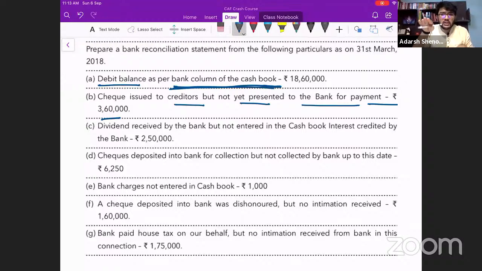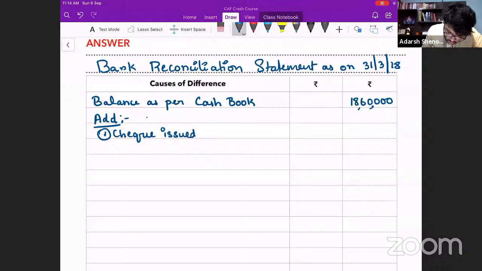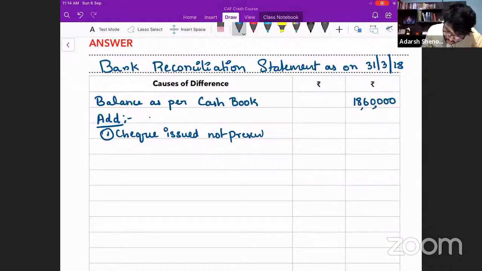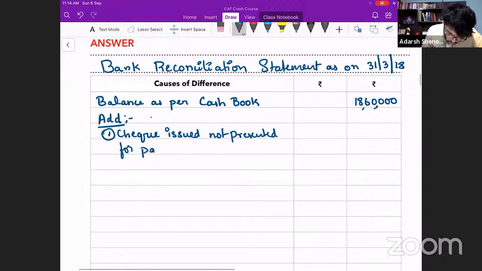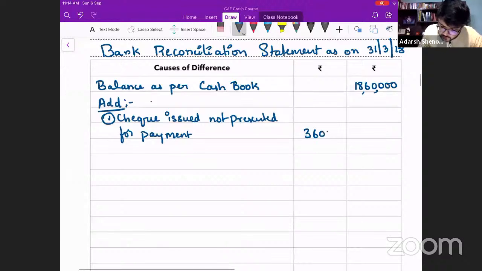Can you tell me what is the starting point in this question? The starting point is the cash book. So should I add or should I reduce? I should add. Wonderful. How much is the amount? 3,60,000. Is everyone comfortable so far?